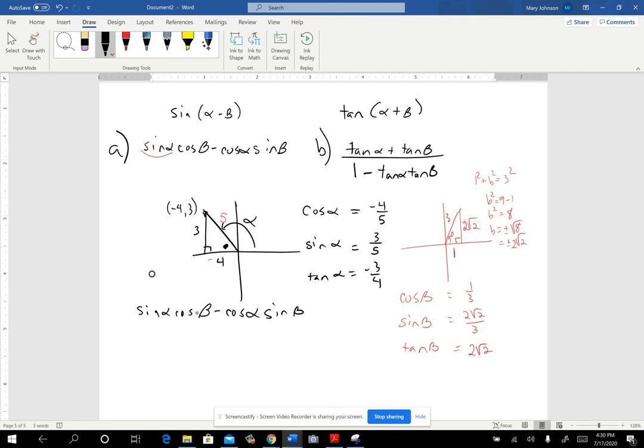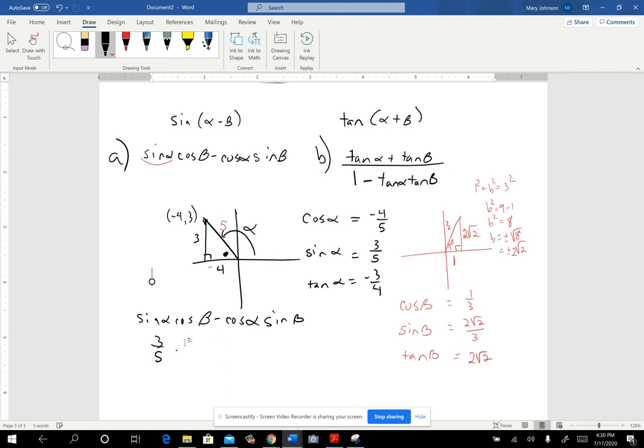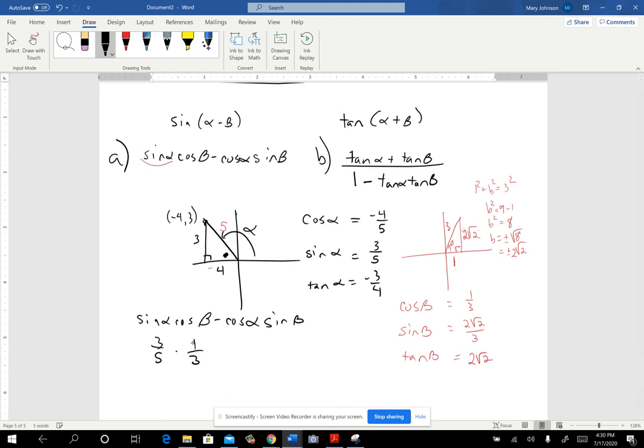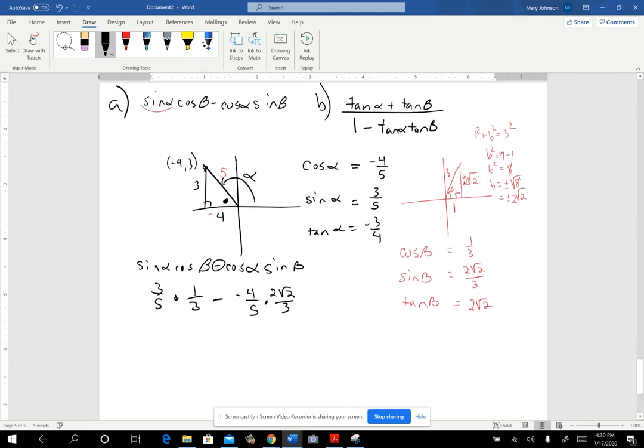All right, so sine of alpha is 3/5. Cosine beta, that's 1/3. Cosine alpha is -4/5. Sine of beta is 2 square root of 2/3. Times in between these, but then minus in between that.